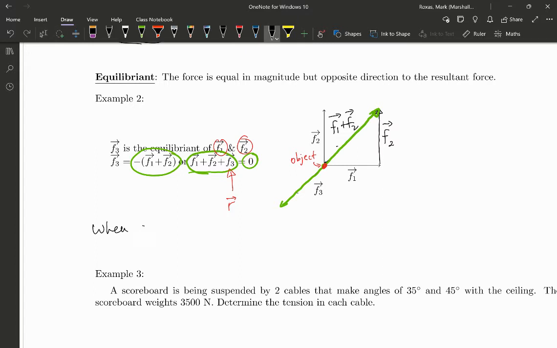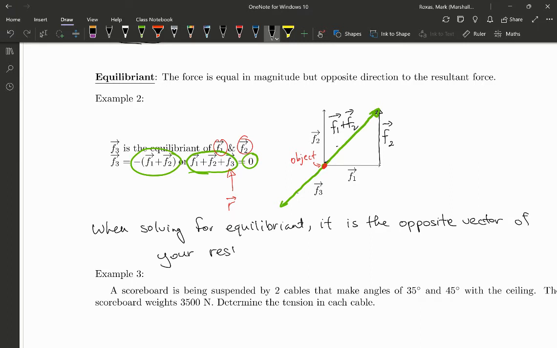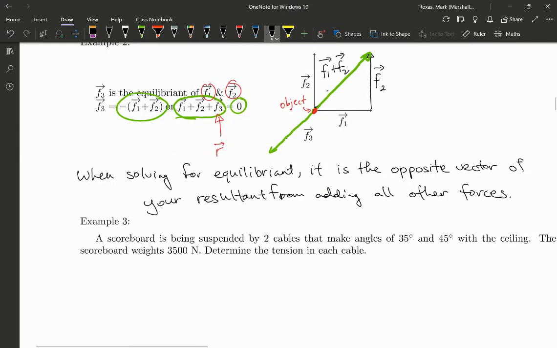So when solving for the equilibriant, it is the opposite vector of your resultant from adding all other forces. Okay, so keep that in mind.